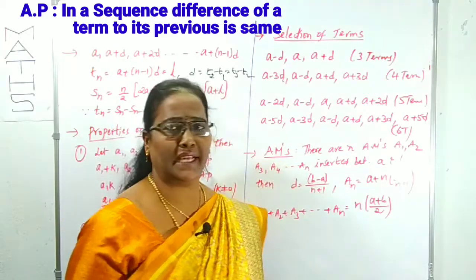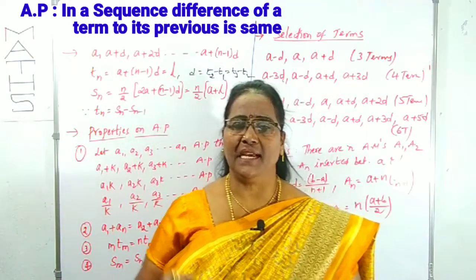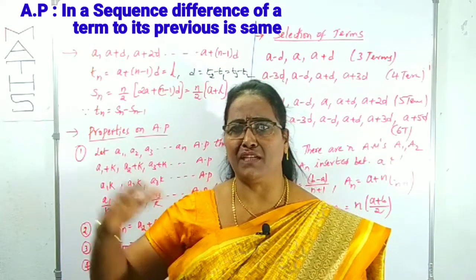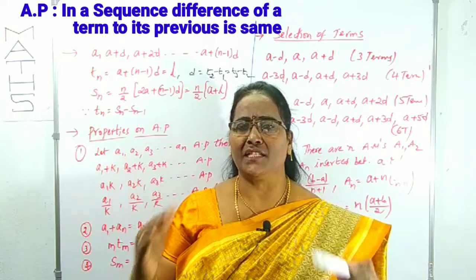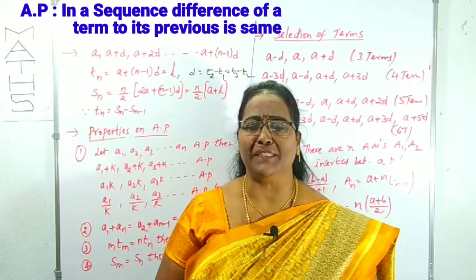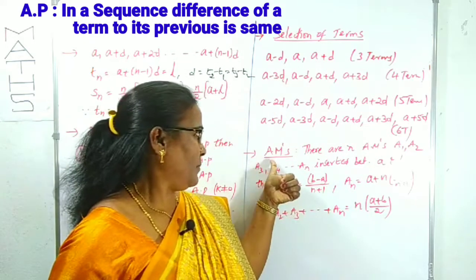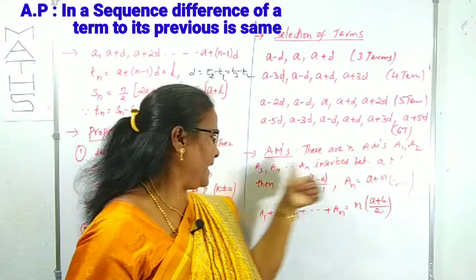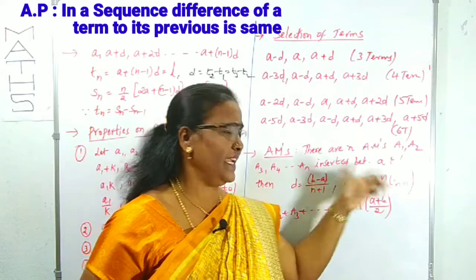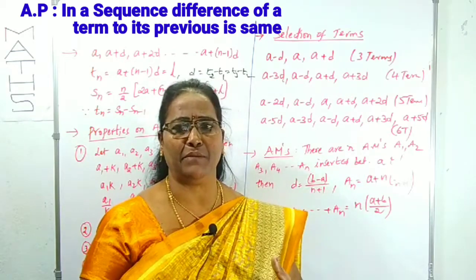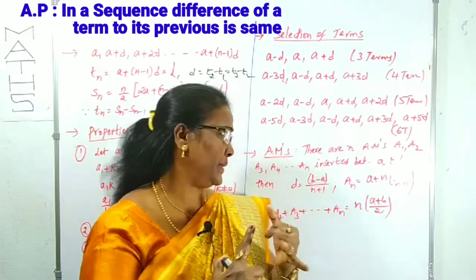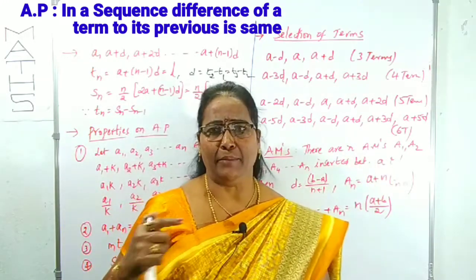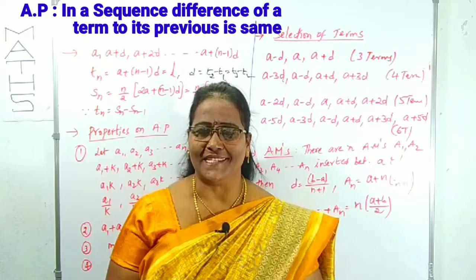This is simply AMs. AM means arithmetic mean. Some terms between the first term and last term in an AP series, those terms are simply known as arithmetic means. Suppose there are n AMs, denoted as A1, A2, A3 up to An, which are inserted between the two numbers a and b. What are its relations? What is the d, etc.